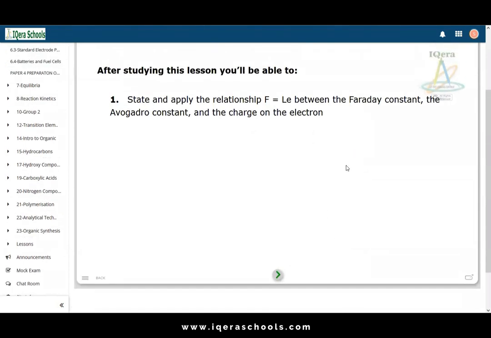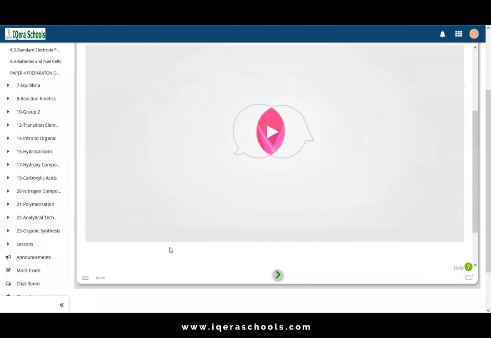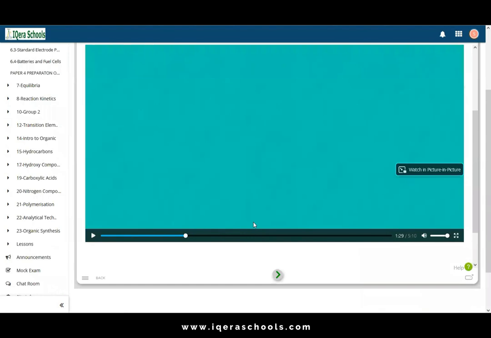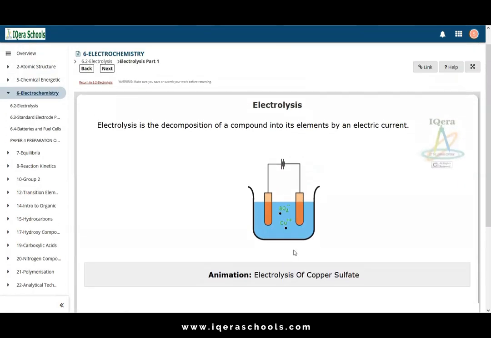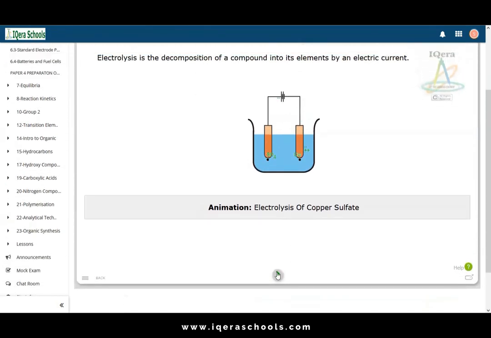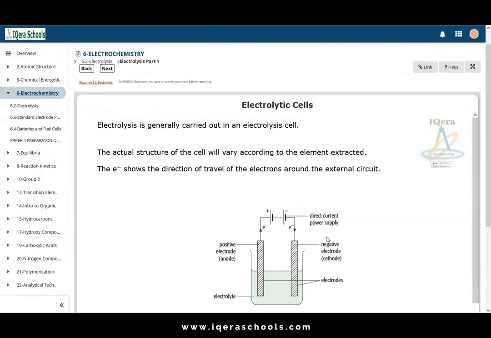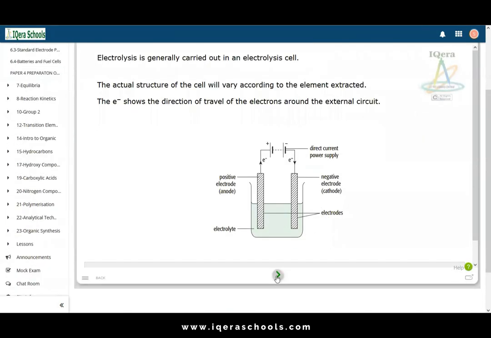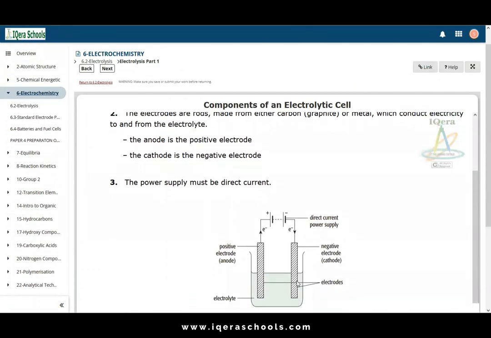So a student navigates through, they know what the learning objective is, what they're going to be able to do by the end of this lesson. They're going to go ahead and watch our video supports that we have to help them learn and understand. They're going to watch a variety of animations and applications, so they know how they're going to be able to apply their knowledge. They're going to learn about the components of the cell.